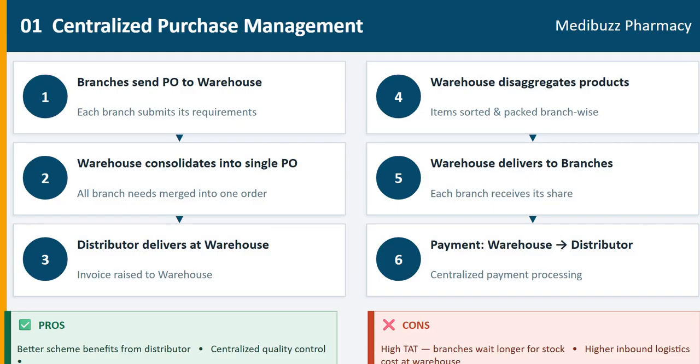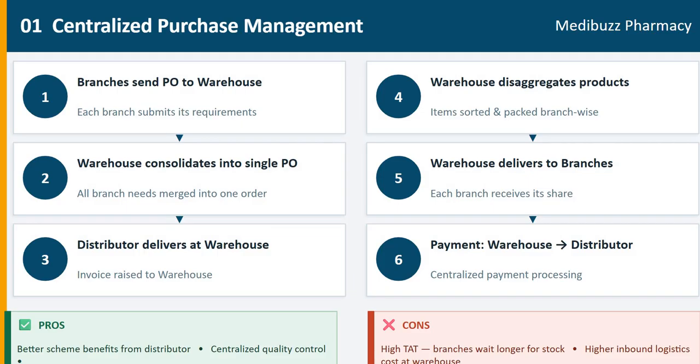On the other side, there is a higher turnaround time, because the distributor delivers to the warehouse, the warehouse has to desegregate those products, then do the packing, and then the delivery has to be done to the branch. That increases the overall turnaround time. It also includes delivery charges, so the cost of delivery from the warehouse to branches also increases.